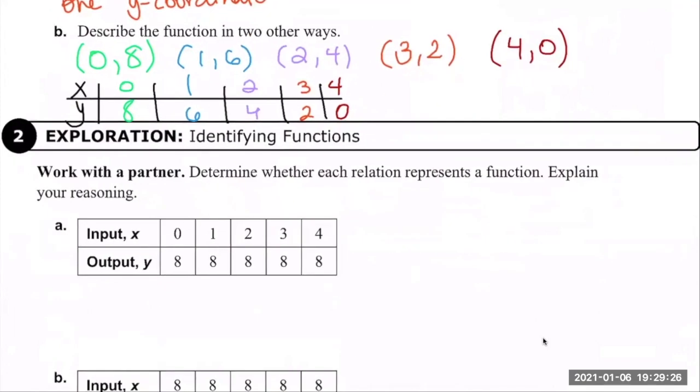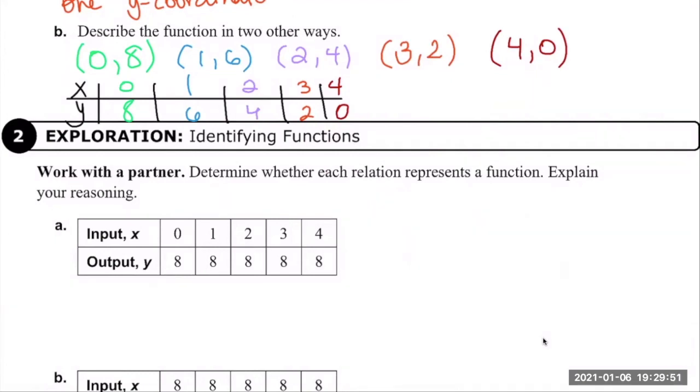This is where we're going to determine if these t-charts or their tables represent a function. And so the biggest thing that we're going to look out for is if we have multiple x values that are the same. We can have the same y values. That is totally okay. But if we have an x value that's repeated with a different output, so a different y value, it doesn't work.